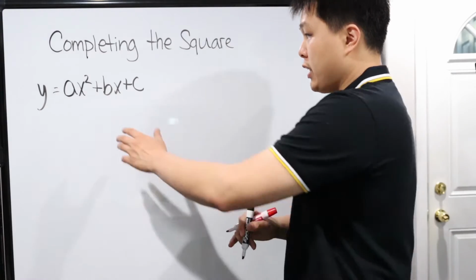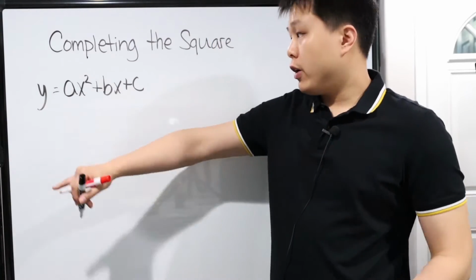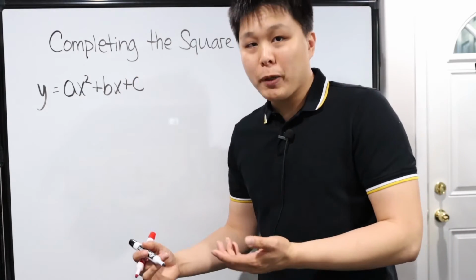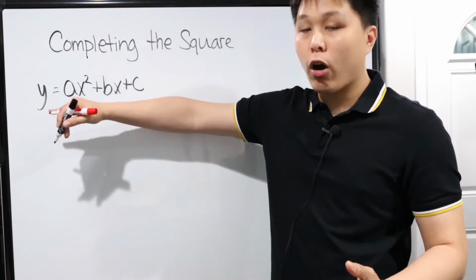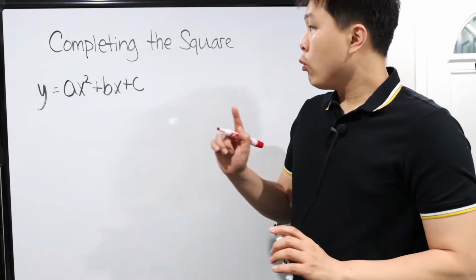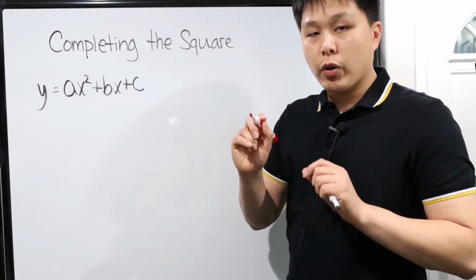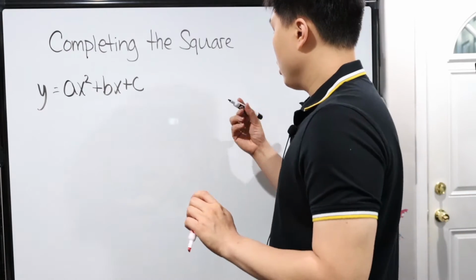The only problem with standard form is that when you're asked to graph it, there's really not much information to go by, right? There's no specific special point that we can work with. There's not this behavior that we can automatically assume. There's really not much we can go by in this form. So what we do is we use the technique of completing the square to actually change this form into something that we actually like a lot more.